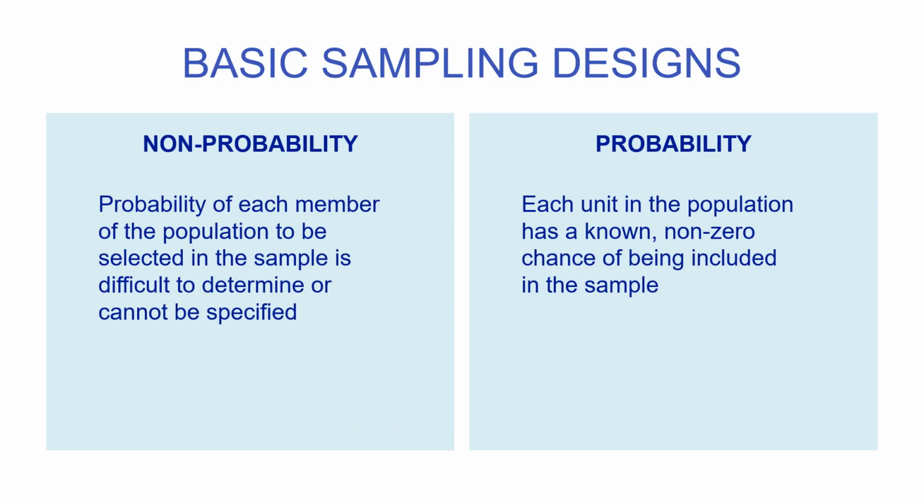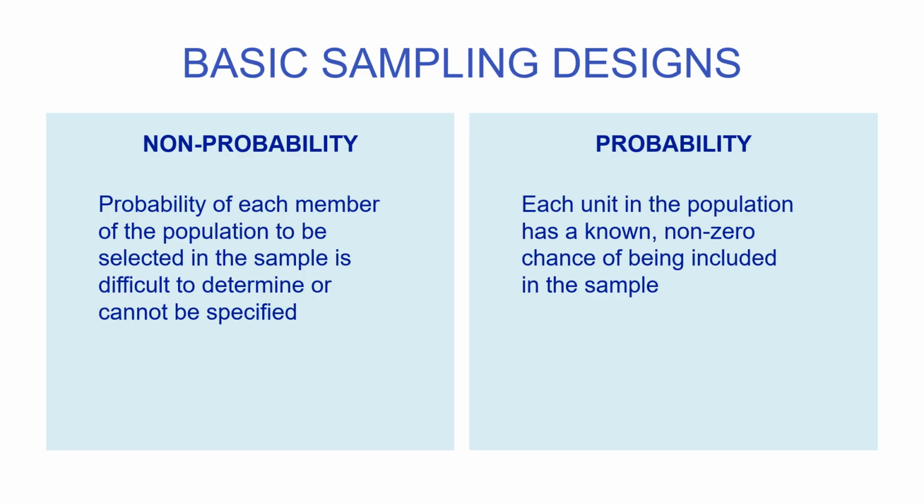There are 2 major types of sampling designs: probability and non-probability sampling designs. In non-probability sampling design, the probability that each member of the population gets to be selected in the sample is difficult to determine or cannot be specified. Thus, the researcher cannot assert that the sample is representative of the target population. The conclusions based on the sample cannot be generalized to the larger population.